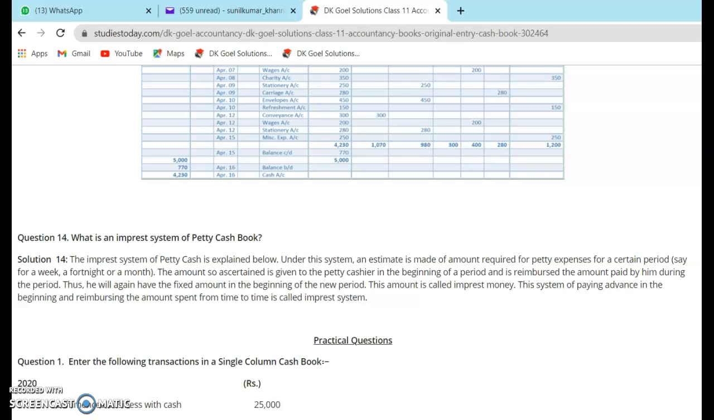First we will understand the definition, then we will understand what actually the system is. The Imprest system of petty cash is explained below. Under this system, an estimate is made of the amount required for petty expenses for a certain period, say for a week, a fortnight, or a month.